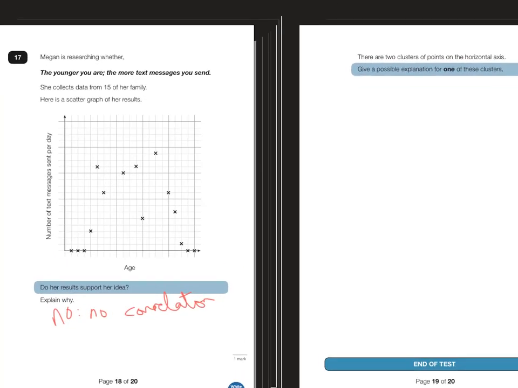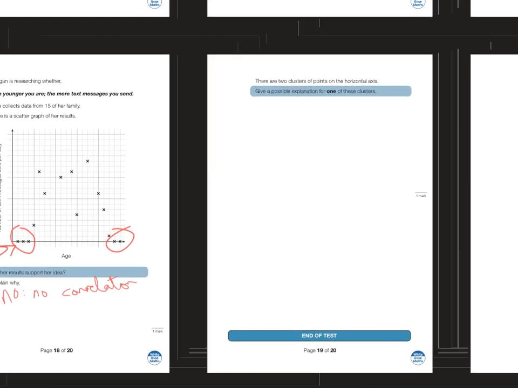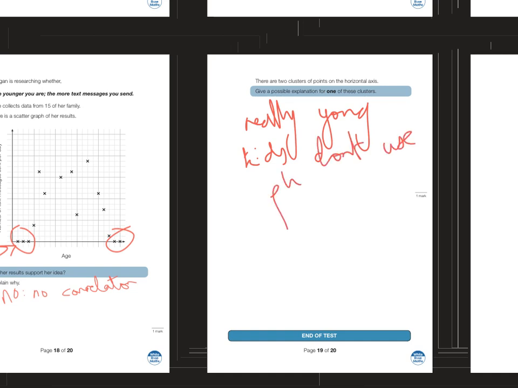There are 2 clusters. Here and here. Why might they be? Loads of you talked to me about this one. Really young people don't have mobile phones. Yeah? Really young kids, babies, toddlers. Kids don't use phones. Okay, job done.